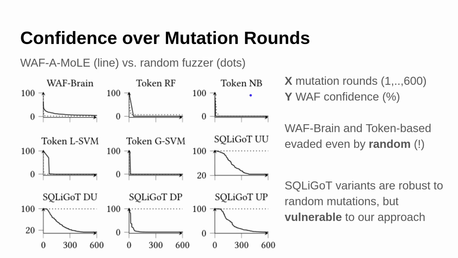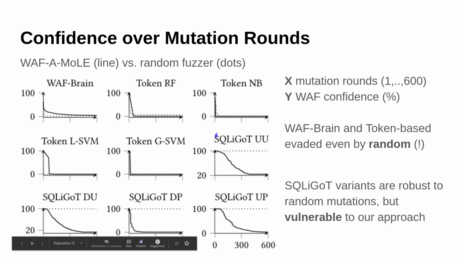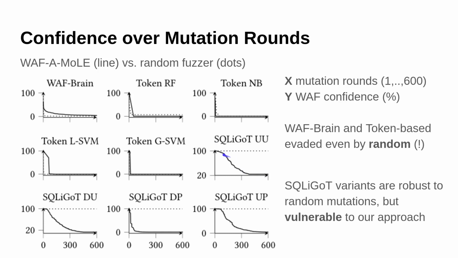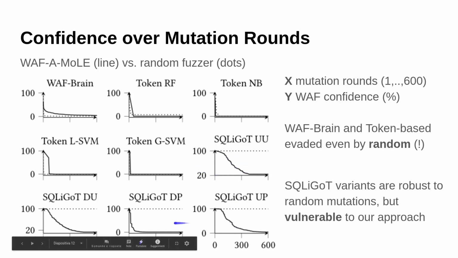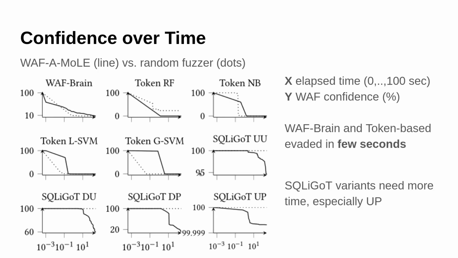So this implies that the model didn't really learn what it means to be a SQL injection, just starting from the syntax. While other classifiers, the SQLi got variants, were more robust to some extent, but still they are vulnerable. So at some point they all fall under the detection thresholds. So these are the plots by varying the number of mutations.